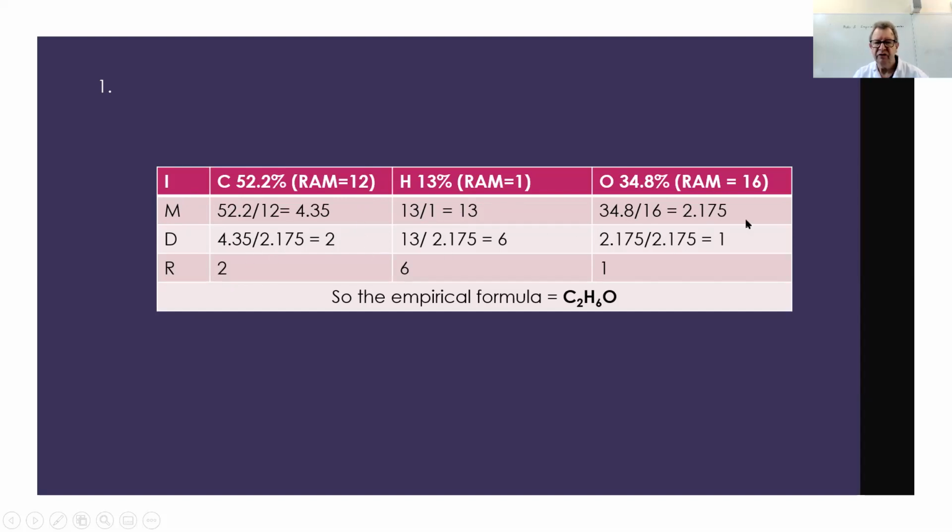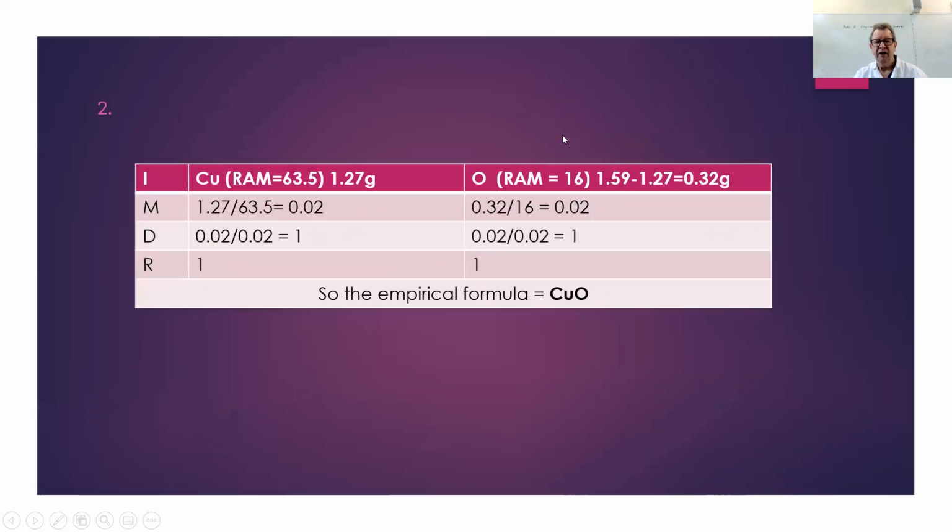The smallest is 2.175 here. So we got 4.335, 13, 2.175. Divide them all by this one: 2, 6, 1. So the answer is 2 to 6 to 1, and so 2 carbons, 6 hydrogens, 1 oxygen. Number 2, if you got CuO, you're right. If not, have a look at it again.